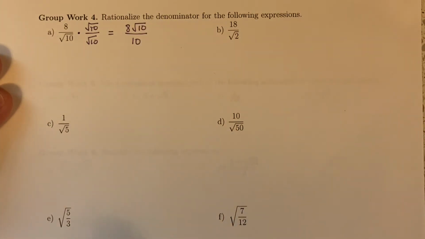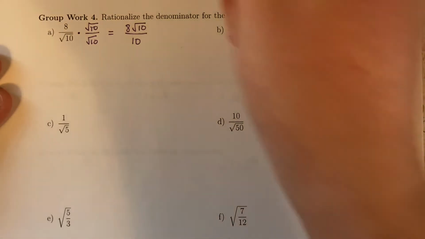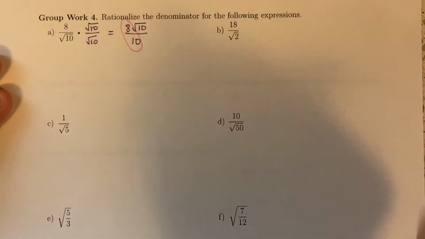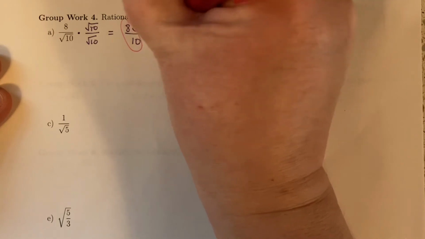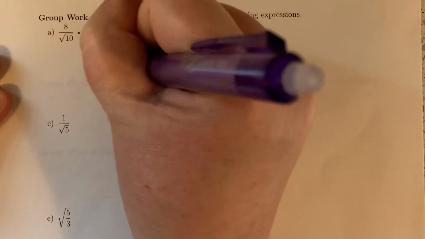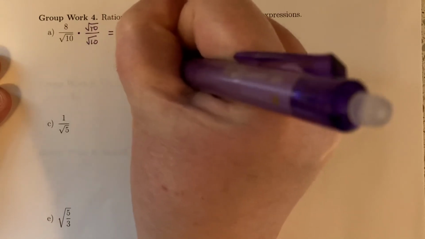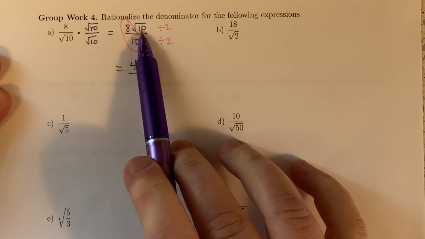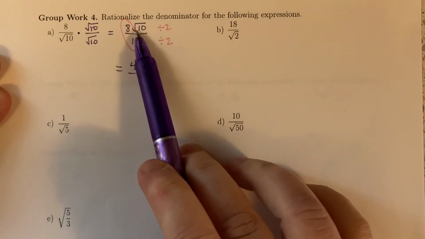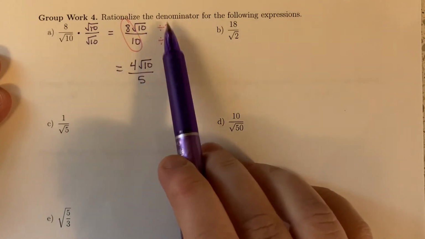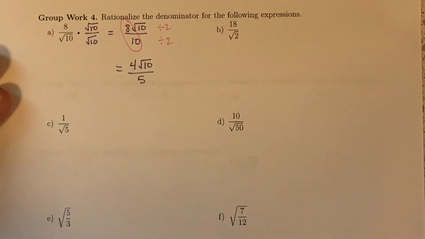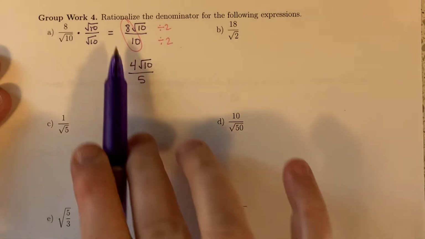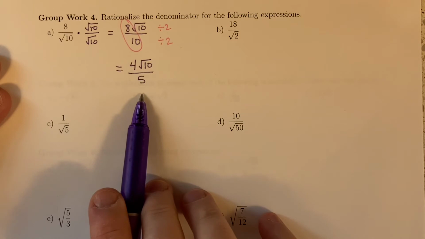After I rationalize the denominator, I should see if the fraction reduces. Here, we can divide top and bottom by 2. So what we get is 4 square root of 10 over 5. Notice I didn't divide the square root by 2 because the square roots cannot combine with non-square roots, right? We have to keep those things separate. So that's the final answer. We're just dividing the coefficients by 2.